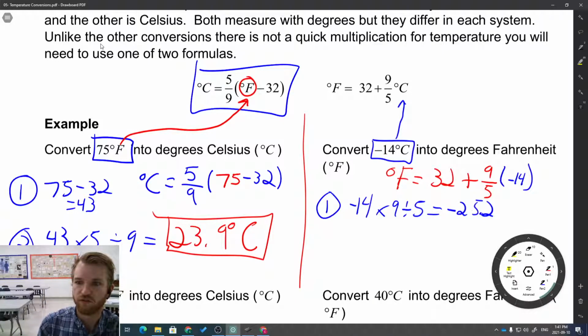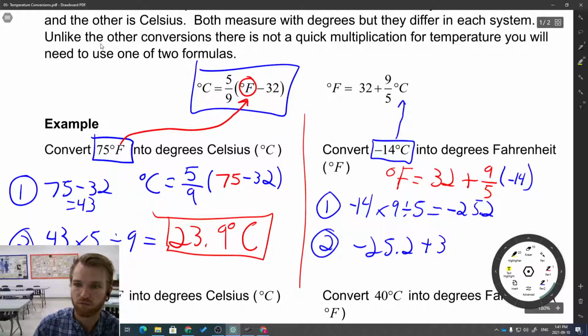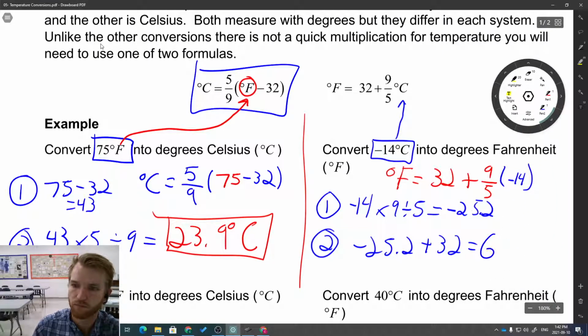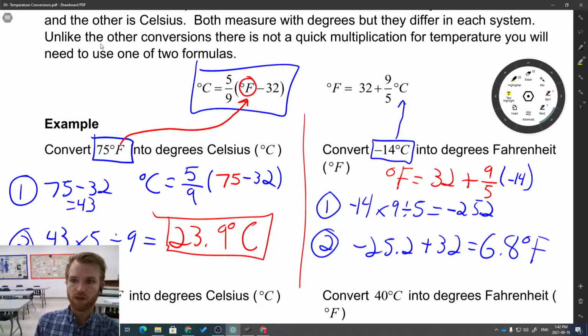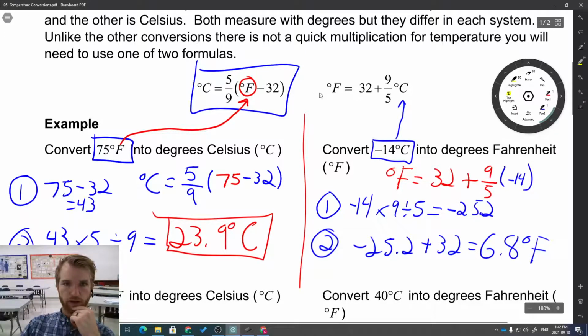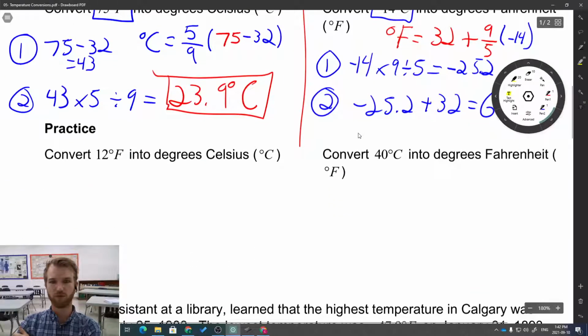My second step is now I still need to add that 32 to it. All this was equal to negative 25.2. Now add 32. So the second step is negative 25.2 plus my 32. That gives me a final answer of 6.8, and I took Celsius and turned it into degrees Fahrenheit. My answer here is 6.8 degrees Fahrenheit. So that is how to use these two equations. Make sure you break it up into two steps, and pick the right one of those two equations.